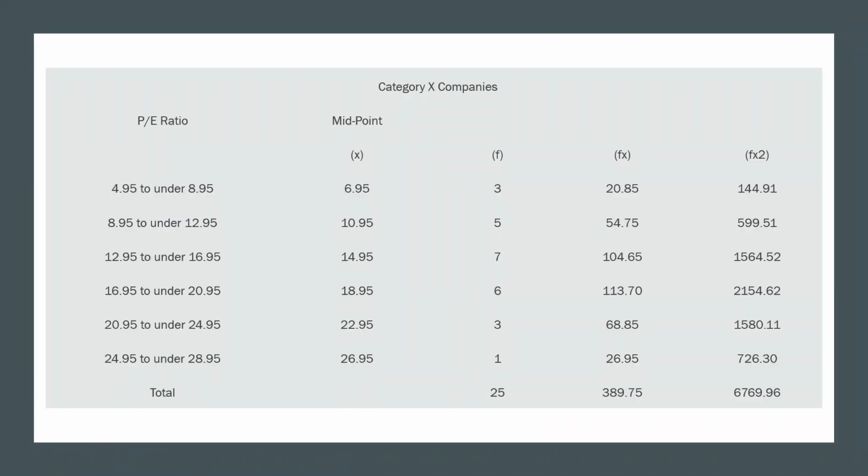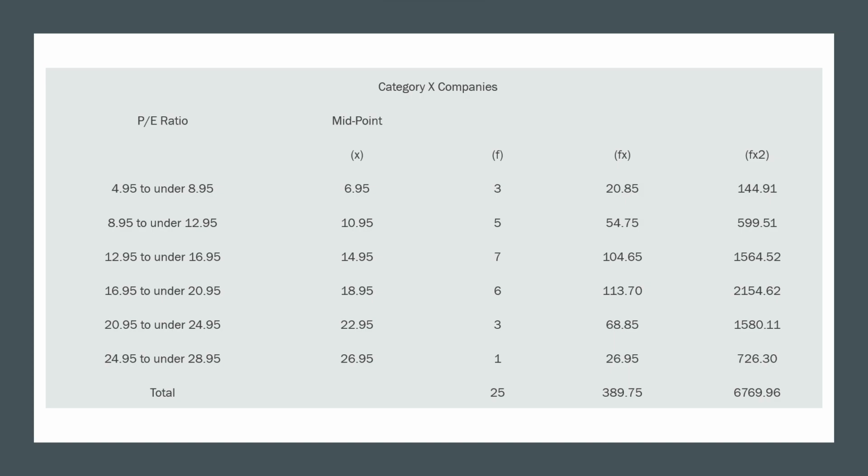The midpoint x, or average, for each class is calculated by adding the upper and lower limit of each class and by dividing it with 2. For example, for the first class, the midpoint of 6.95 is calculated by adding 4.95 and 8.95 and dividing it by 2. The same rule will apply to calculate the midpoint of other classes.